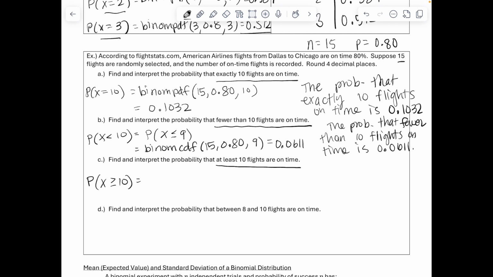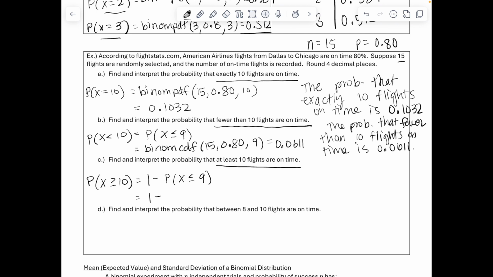But again, for binomCDF, we have to have a less than or equal to symbol. And so remember that we wrote down the complement with this. This is going to be 1 minus the probability of what we do not want. And for this case, it's going to be x is less than or equal to 9. And we just calculated this probability, x is less than or equal to 9, in part B.